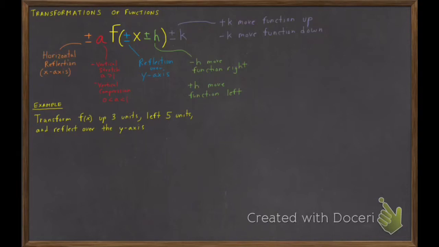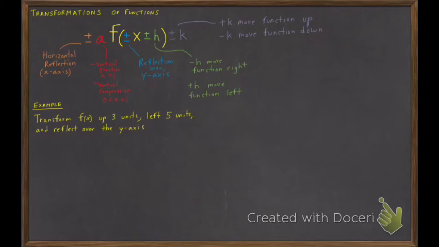So I want to go over a quick example. The reason why we're keeping it in function notation, such as naming the function f of x, is because if we learn the rules in function notation, we could apply it to any function that we are given. So the example says, transform f of x up 3 units, left 5 units, and reflect over the y-axis. So what would our new function be called?